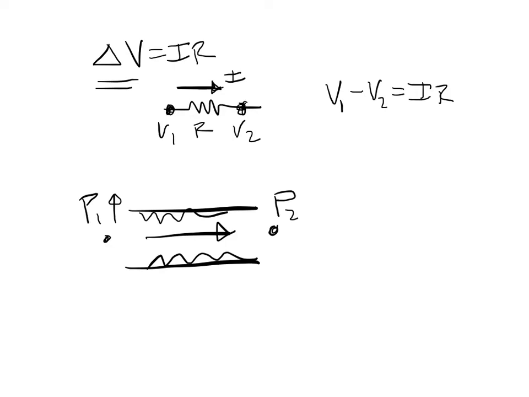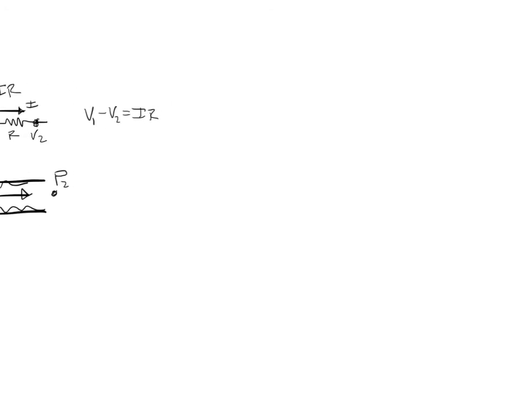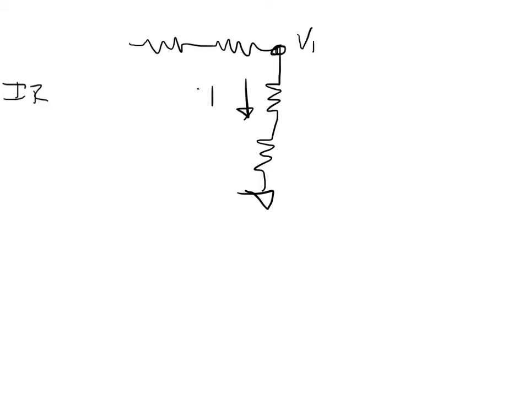This often is a problem for students when I give them a circuit that looks something like this. If I give you a couple resistors going to ground, and you happen to know this voltage here is V1, and I ask, what's the current through this resistor R1?